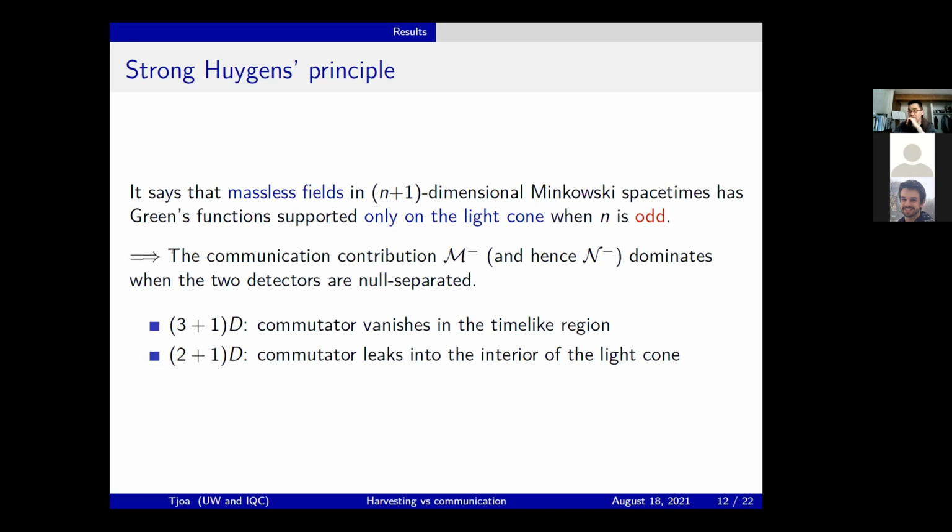But the crucial point is that if your spacetime has the strong Huygens property, then the commutator part has to be dominated only when they are null separated. So in our previous slide, what you have seen is that the commutator piece vanishes in the timelike region, but it is dominated in the neighborhood of the light cone. But in 2+1 dimensions, you do see the commutator being significant near the light cone, but it also leaks into the interior, and that's why if you plot the commutator itself, it is actually non-zero in the interior.